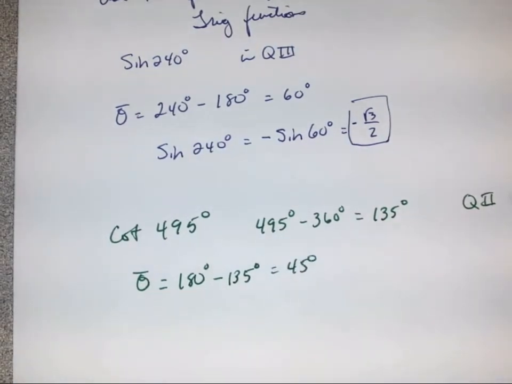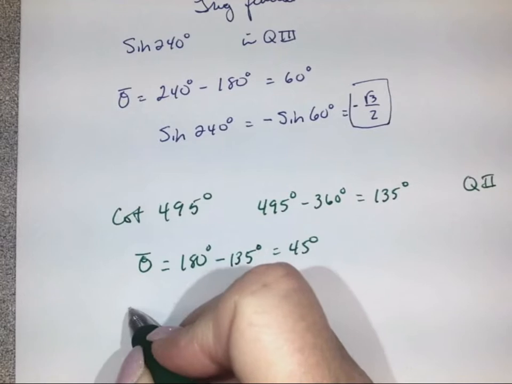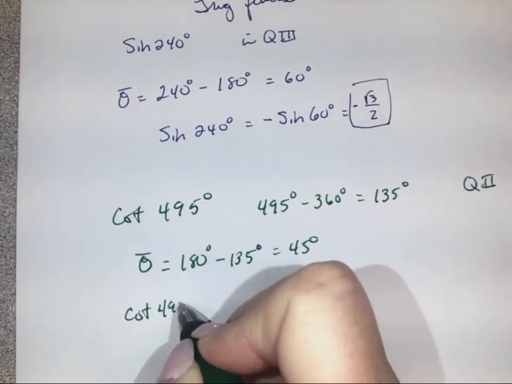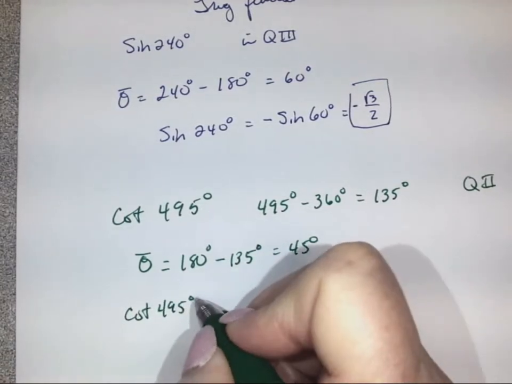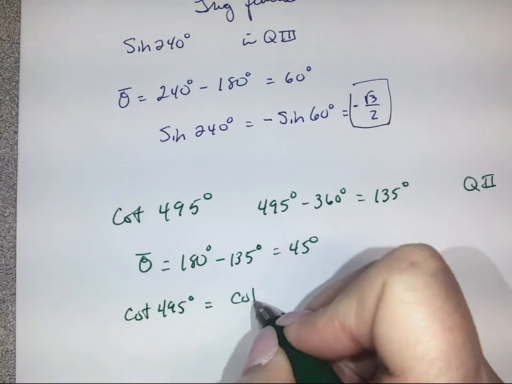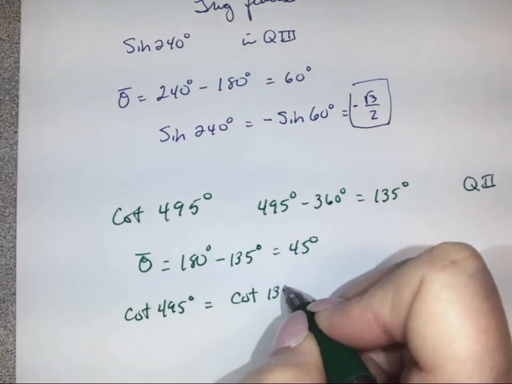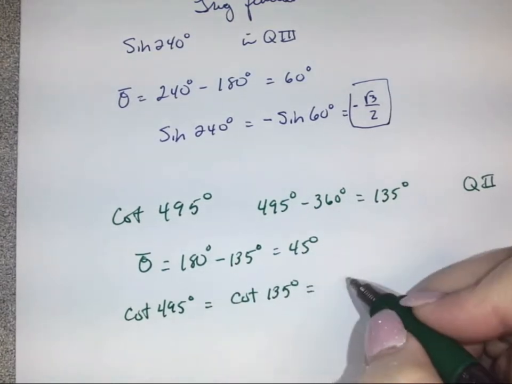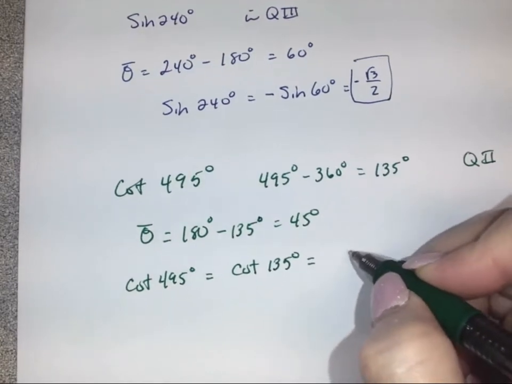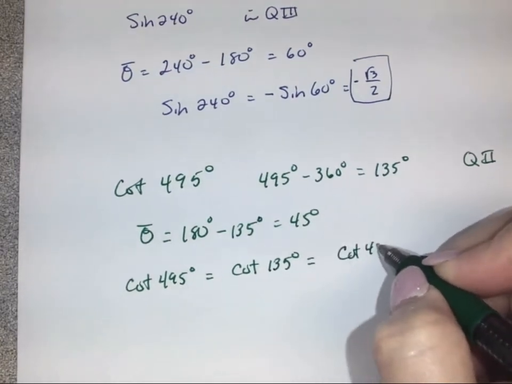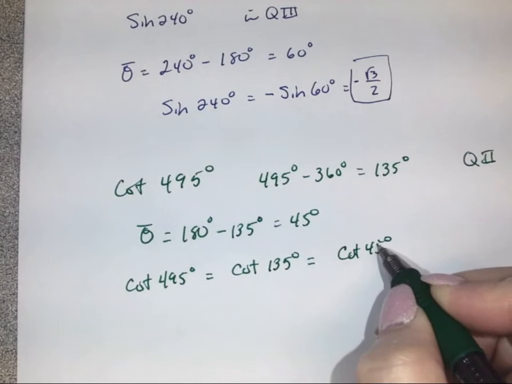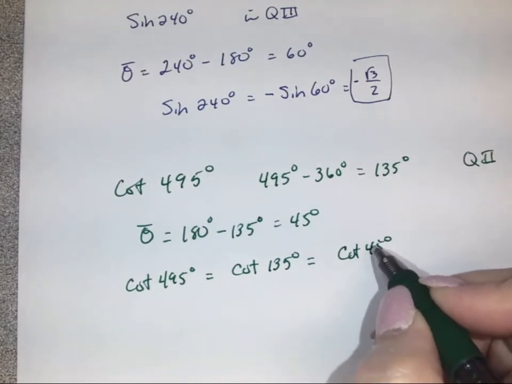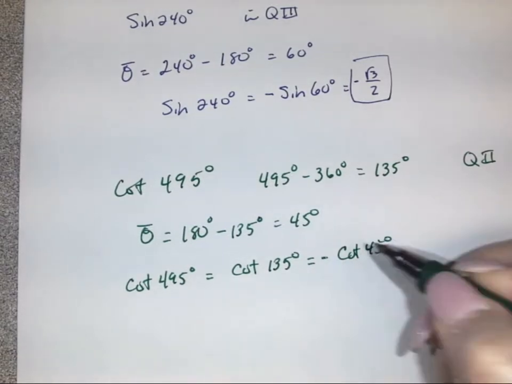Now, we're in quadrant 2, so we know that cotangent will be negative. So we know that the cotangent of 495 degrees is equal to the cotangent of 135 degrees, which will be equal to the cotangent of 45 degrees, except that the cotangent of 45 would be positive, so we need to tack on that negative sign.